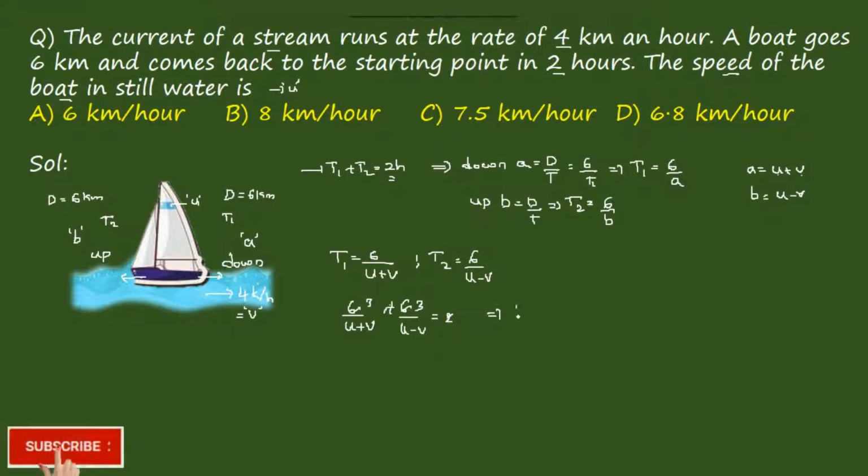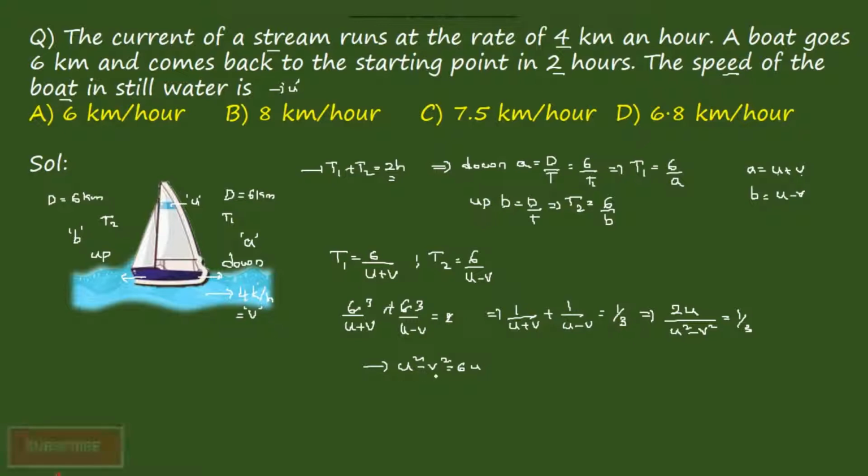Then you get 1 by u plus v plus 1 by u minus v is equal to 1 by 3, right? When we take the LCM, a plus b and a minus b is equal to a square minus b square, right? General formula we use: 2u by u square minus v square is equal to 1 by 3. Then you get u square minus v square is equal to 6u, right? What is v square? v square is nothing but 4 square, right? v is 4. It becomes 16.